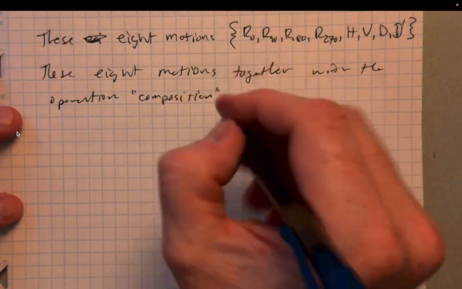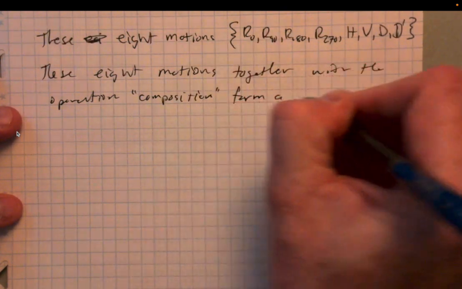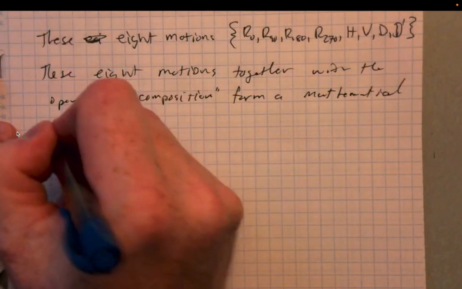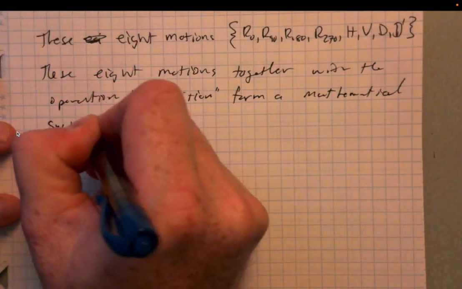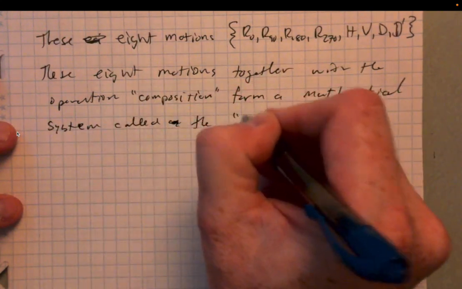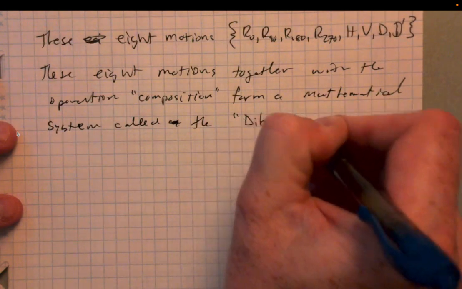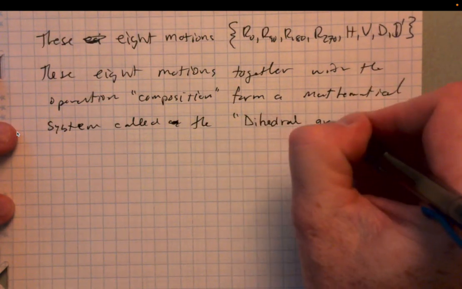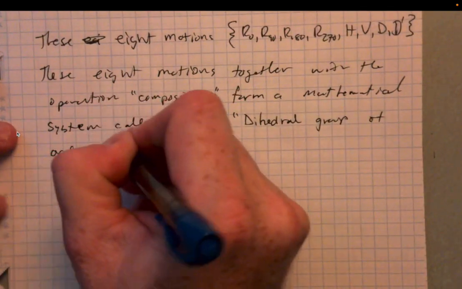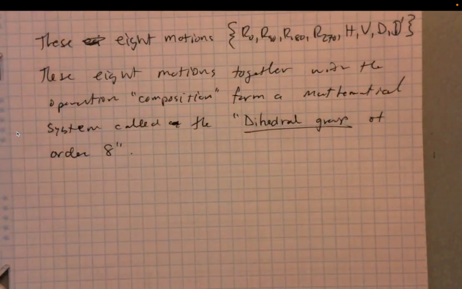right, form a mathematical system called the dihedral group, and specifically of order 8. Okay, so the dihedral group of order 8. And so when we say of order 8, that just means there's 8 elements in the group.